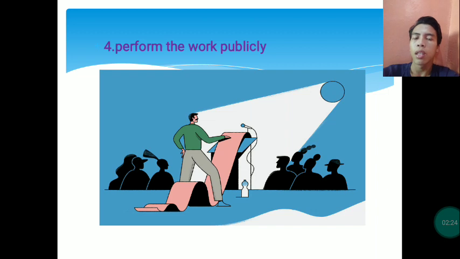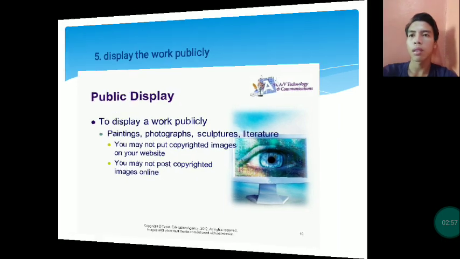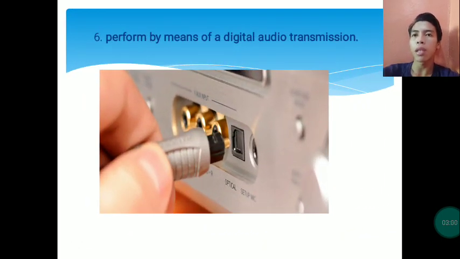In this portion, it means only the copyright owners or others they authorize may perform the work in public. Number five, display the work publicly. So it means public display. For example, to display a work publicly: paintings, photographs, sculpture, and literature. You may not put copyrighted images on your website. You may not post copyrighted images online. And perform by means of digital audio transmission like radio or TV.